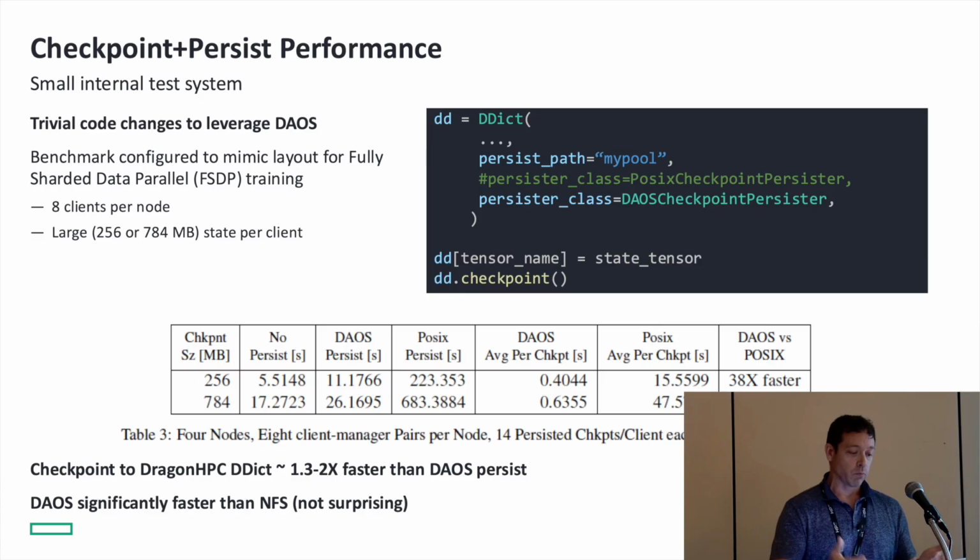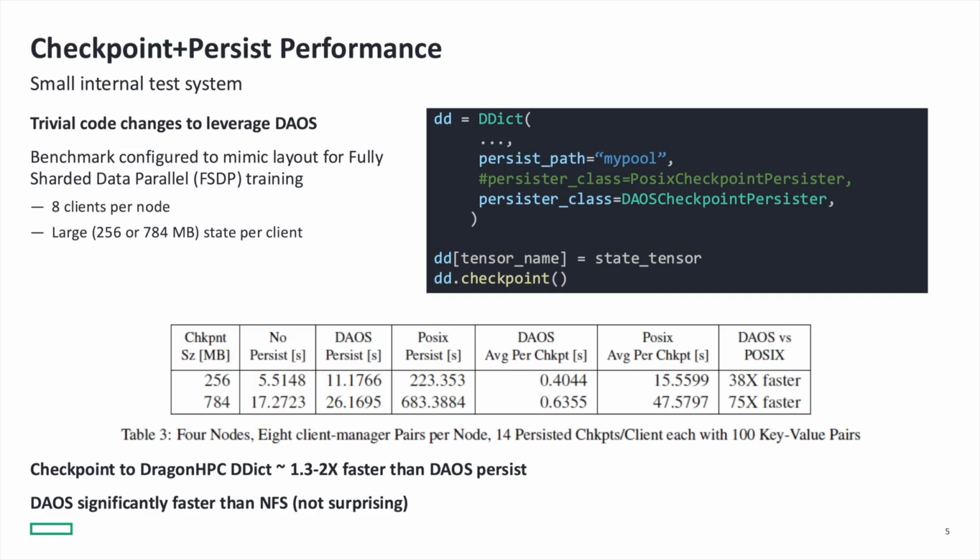So we have a working prototype now. It's actually out in our current release. If you are interested in taking a look at this and trying it out, it's just a pip install dragon. Everything you need is there. What's interesting about our implementation is that user processes, user applications, have no dependencies on DAOS whatsoever. That's all managed by our dictionary managers. That's actually where the DAOS client API gets used.